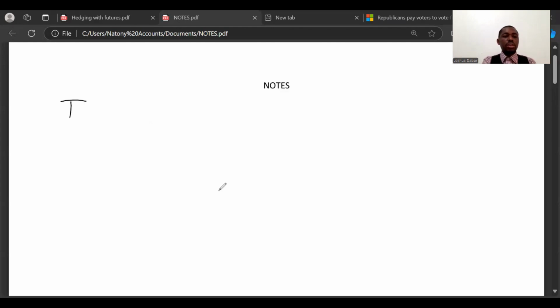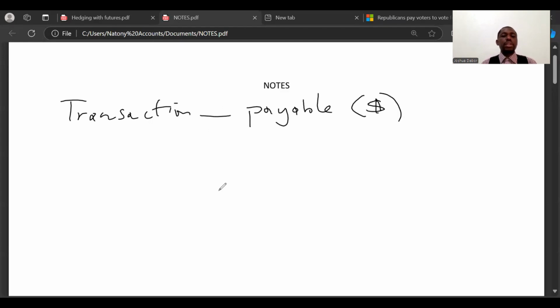If you have a transaction that is a payable, let's assume the currency of the payable is the USD. This USD is the foreign currency, and your company is in the UK. So the currency of your company will be the pound sterling. This is the local currency.